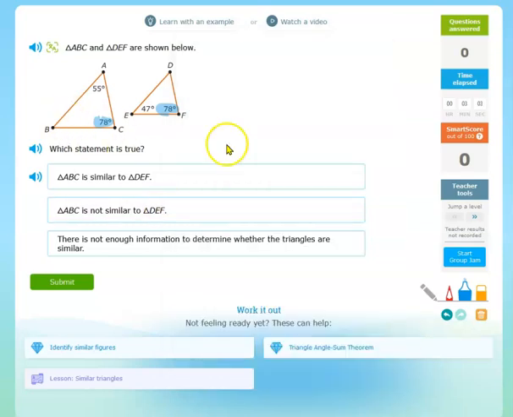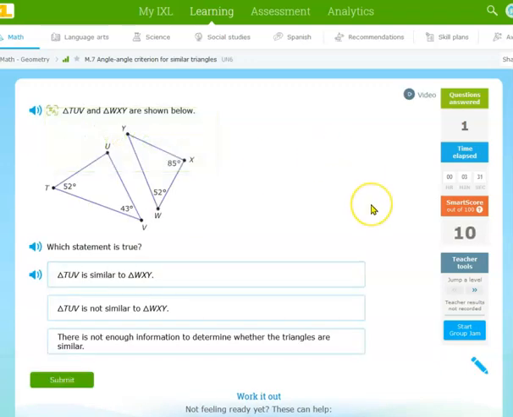So this angle right here is 47, and look at that, 47 on triangle ABC, and we have 47 on triangle DEF. We do have two pairs of angles that are the same, so these triangles are similar. You could find the measure of angle D just to double check, but it would end up being 55 as well. All right, I'm going to go ahead and submit. Let's see what we get next.